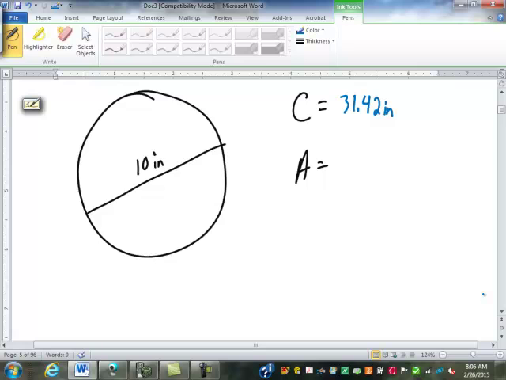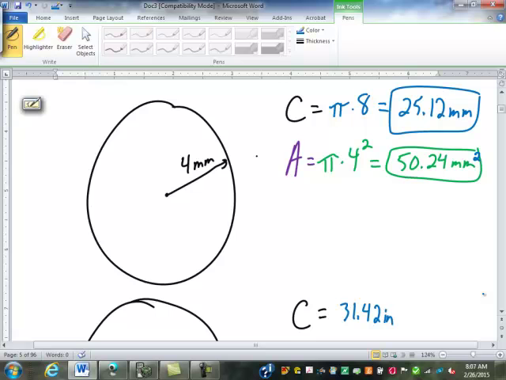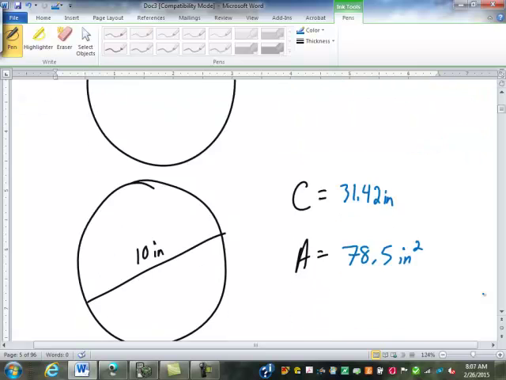No problem. So you get a circumference of 31.42. That's just pi times 10, or 3.1415 times 10. Area comes out to be almost exactly 78.5 inches squared. This should have been millimeters squared up here, by the way. I don't know why I left that off.